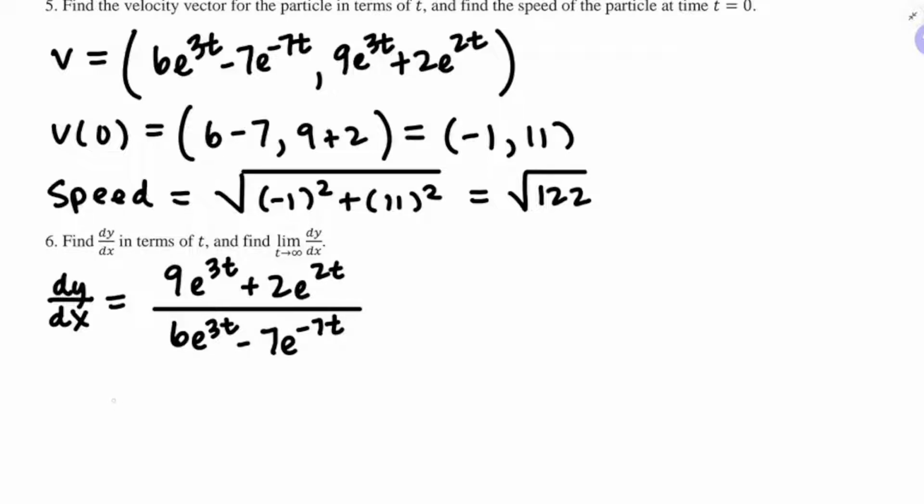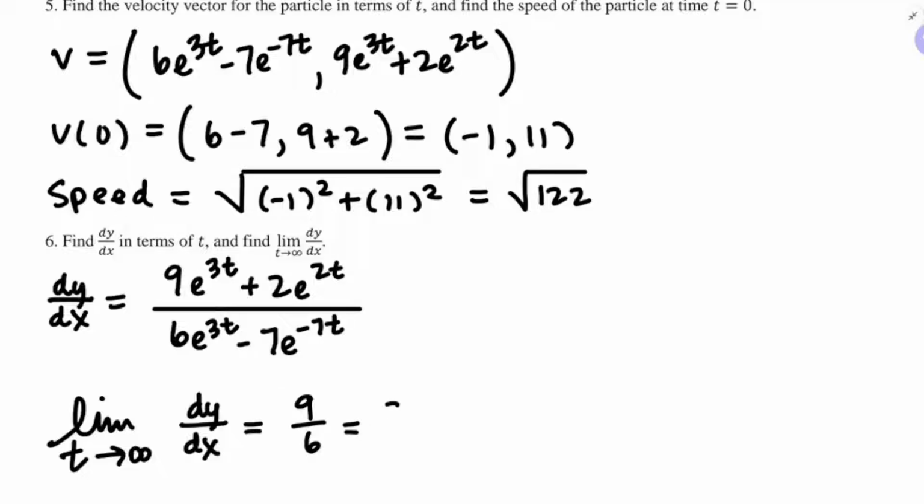And then as t approaches infinity, we need to think about the fastest growing thing on the numerator and the denominator. And that's going to be the e to the 3t. That grows the fastest of all, e to the 3t, e to the 2t, and e to the negative 7t. And so the limit as t approaches infinity of dy dx is going to be that 9 divided by 6. And so that would be 3/2.